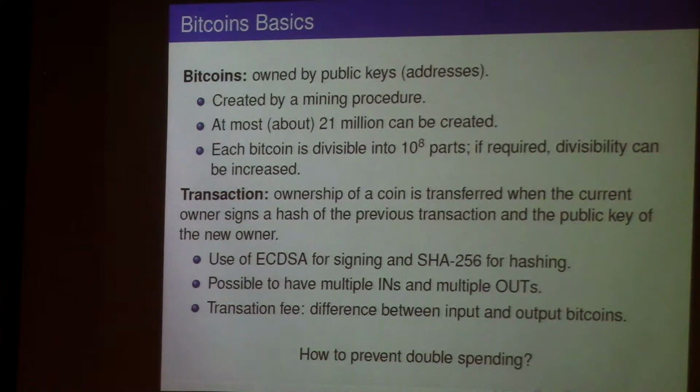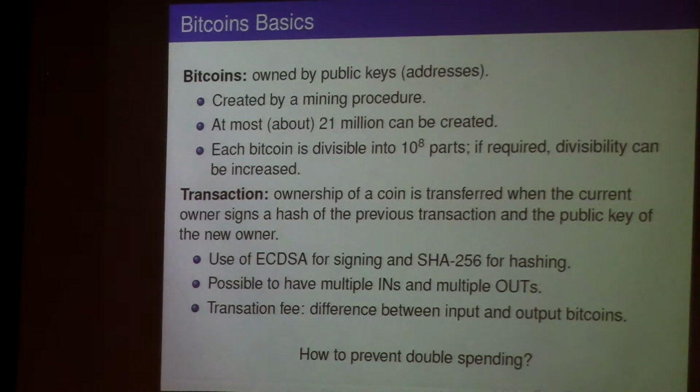That's how money rolls. It's created by a central bank or something. There is no central bank here, of course. It's created and then it's just transactions. So a transaction is the transfer of a bitcoin from one public key to another.